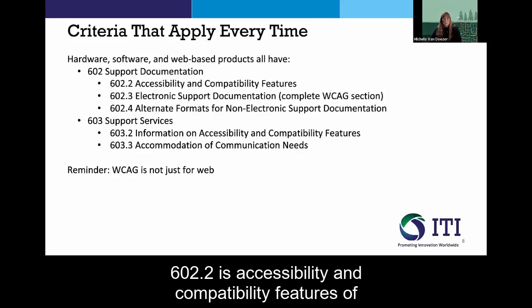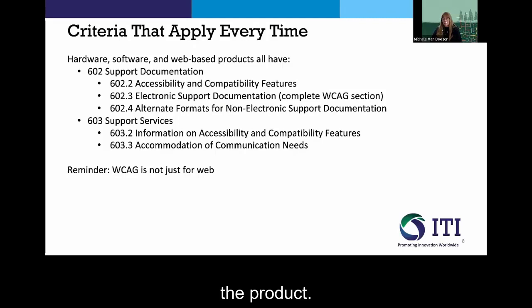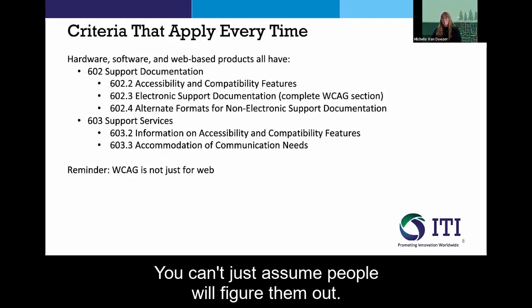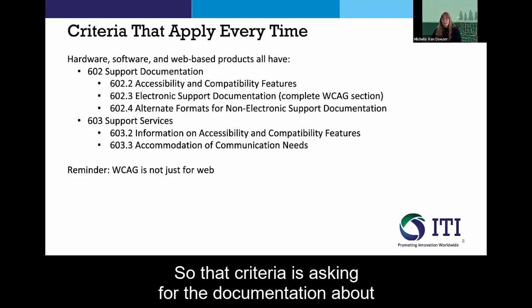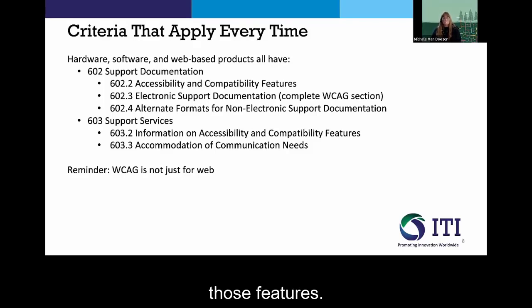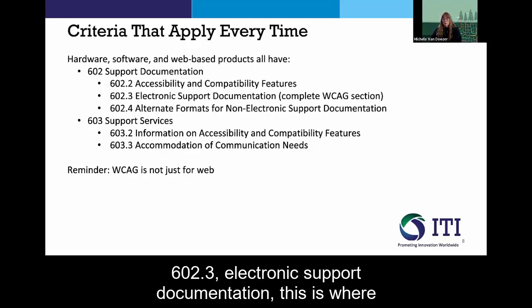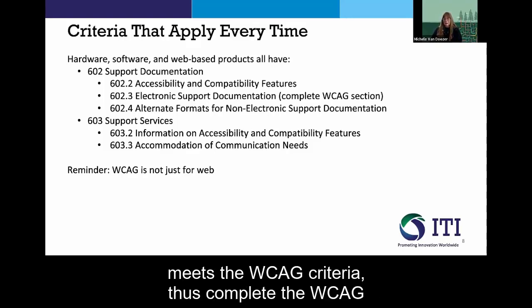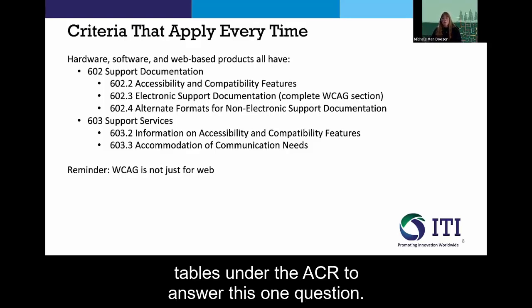602.2 is accessibility and compatibility features of the product. You have to document how those features work. You can't just assume people will figure them out. So that criteria is asking for the documentation about those features. 602.3, electronic support documentation. This is where it says you have to make sure that your documentation meets the WCAG criteria. Thus, complete the WCAG tables of the ACR to answer this one question.